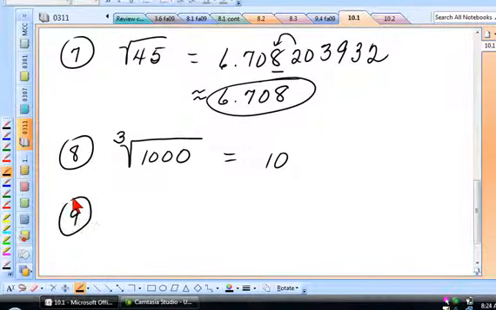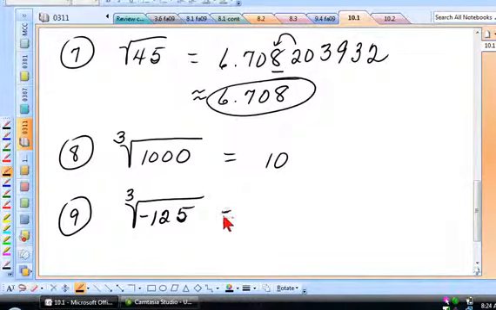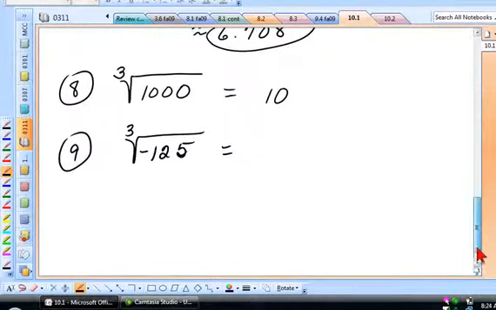Number 9. What is the cube root of negative 125? Well, do you know what the cube root of positive 125 is? It's 5. So what would you have to cube to get negative 125? Negative 5. If you take a cube root of a negative radicand, and radicand is the name of the inside number, then you will get a negative value.